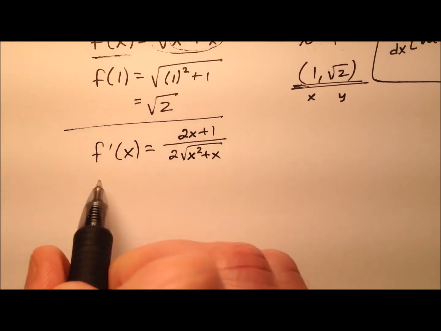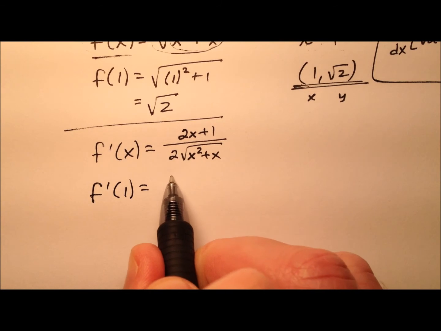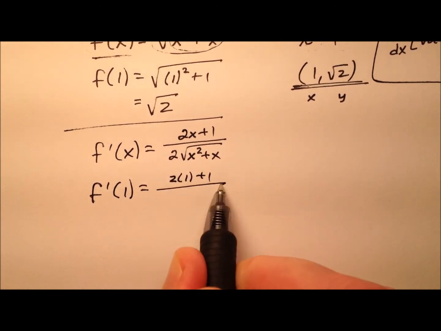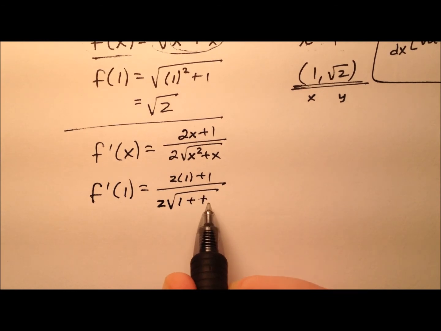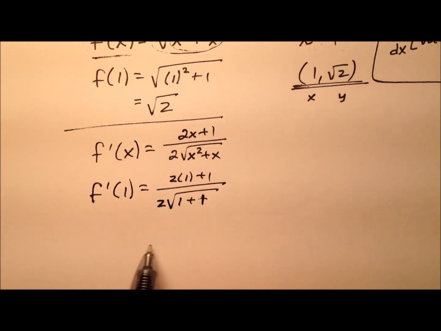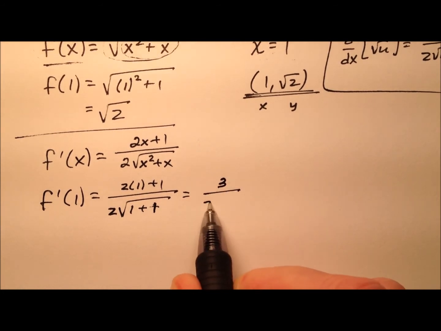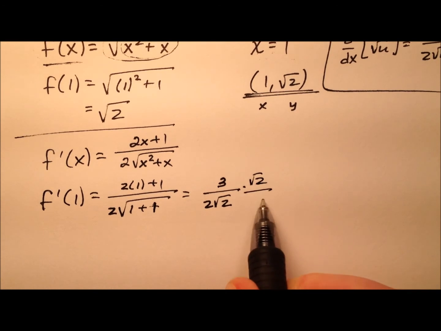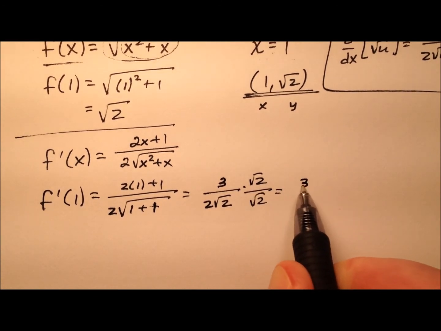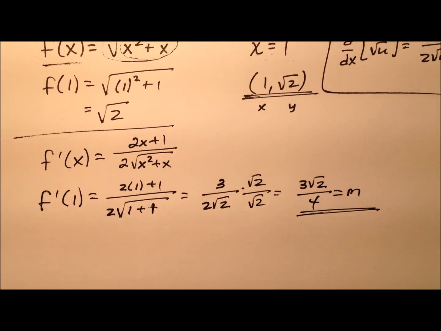Now let's go ahead and plug my 1 in. So 2 times 1 plus 1 over 2 times the square root of 1 squared plus 1. That's a 1 right there. So it looks like it'll be 3 over 2 radical 2. What I could do is go ahead and rationalize that and get 3 radical 2 over 4, and that will be my slope.